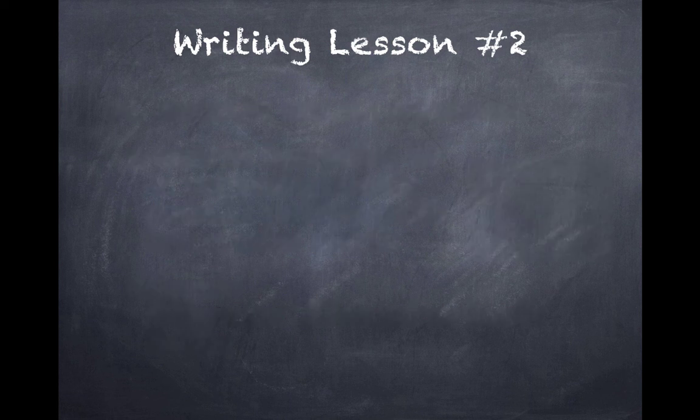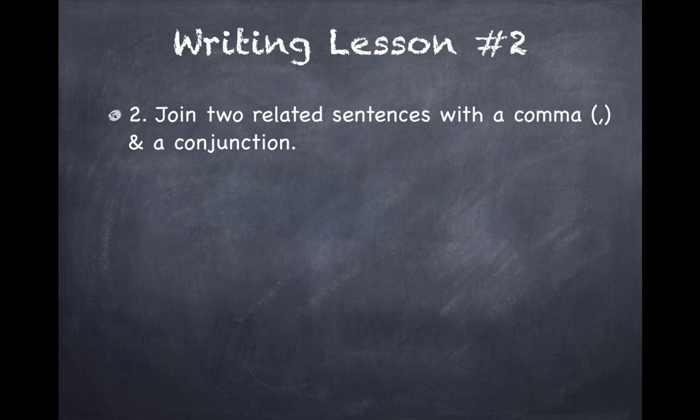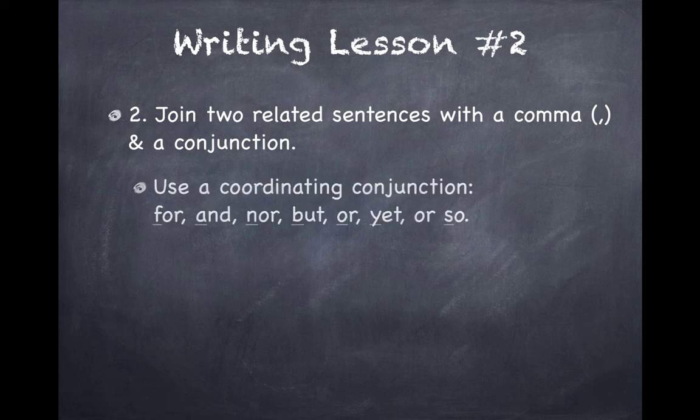The second option is to join two related sentences with a comma and a conjunction. You can remember there's like the CC, and as we said before, the comma can use something from beside it, which would be a conjunction. In this case, you want to use a coordinating conjunction, and remember that acronym we use. Can you say it with me? It's FANBOYS, which represents for, and, nor, but, or, yet, and so.